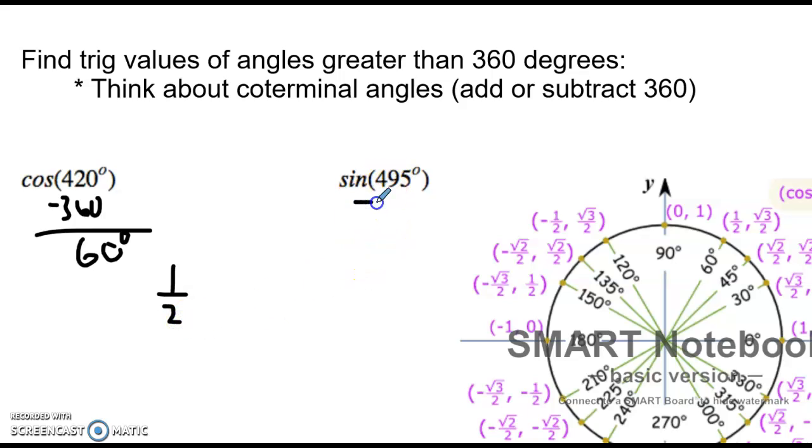Sine of 495, same thing. It's bigger than 360, so I'm going to subtract 360 from that. And I get 495 minus 360 is 135 degrees. So if I look at my degrees right here, 135 is right there. With those coordinates, I'm looking for the sine. So it is the positive square root of 2 over 2.